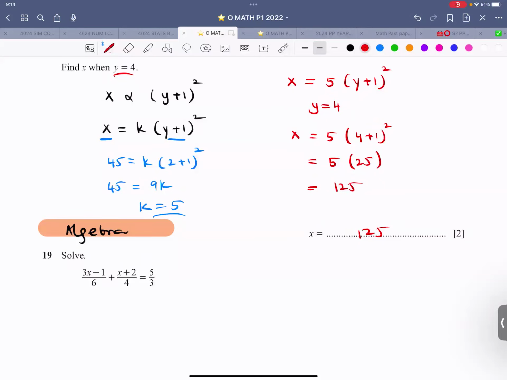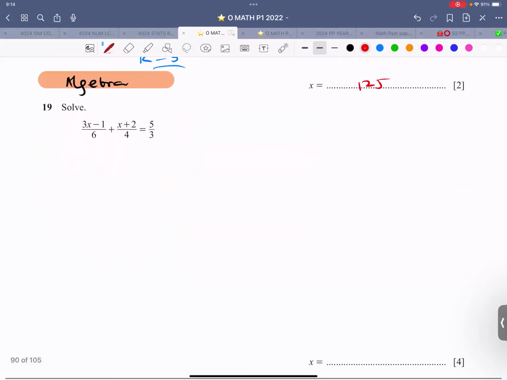Let's move on to question number 19. That is algebra, LCM kind of question. So 6 and 4, and what we do is that I can just multiply both sides by 12. Why am I thinking this way? Because 6 can be multiplied by 12 and it would cancel out. 4 will cancel out, 3 will cancel out, and so on.